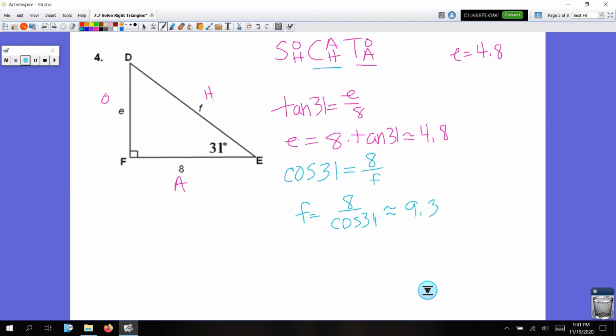9.3. So F equals 9.3. All right, the last thing I'm missing is the measure of angle D. And we should know that this one's really easy to find. You want to use inverse trig functions because they're fun? You can do that. But we can also just subtract, right? 90 minus 31 equals 59. So the measure of angle D is 59 degrees. Nice. Now, triangle solved. Boom.